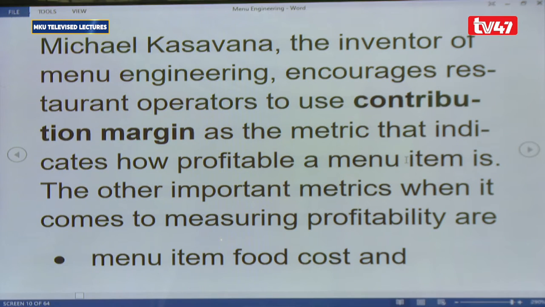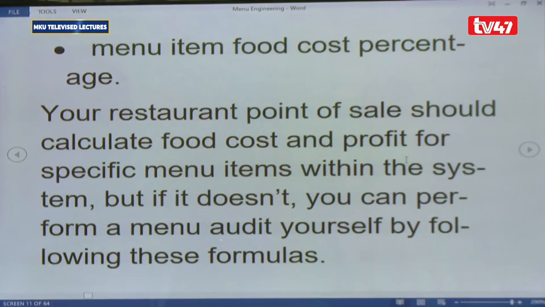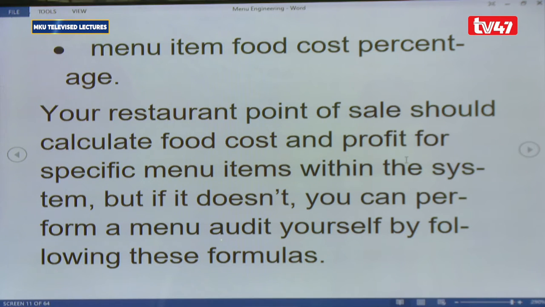Now, the inventor of menu engineering, Michael Casavana, encourages operators of restaurants to use contribution margin as the metric that will indicate how profitable a menu item is. The other metrics you can use are the menu item food cost and the menu item food cost percentage. The two of them can still be used. But the most critical and important one is the contribution margin of every item within the menu, and we'll see what we mean by that.